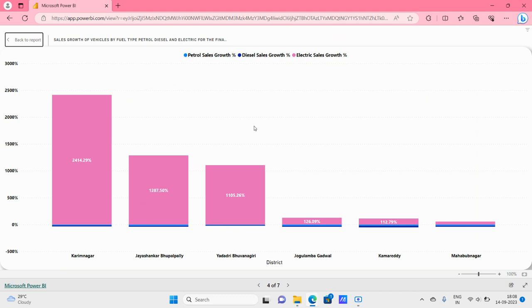Here we can see that the sales growth figure for electric in the first three districts has been more than 1,000%, and more than 100% in the case of the last three districts, in terms of revenue for the financial year 21-22. Here we can see it is 1,000% and it is 100%. The lowest is showing nearly 55%. The last two are showing more than 100%, and the last one is showing 55%.